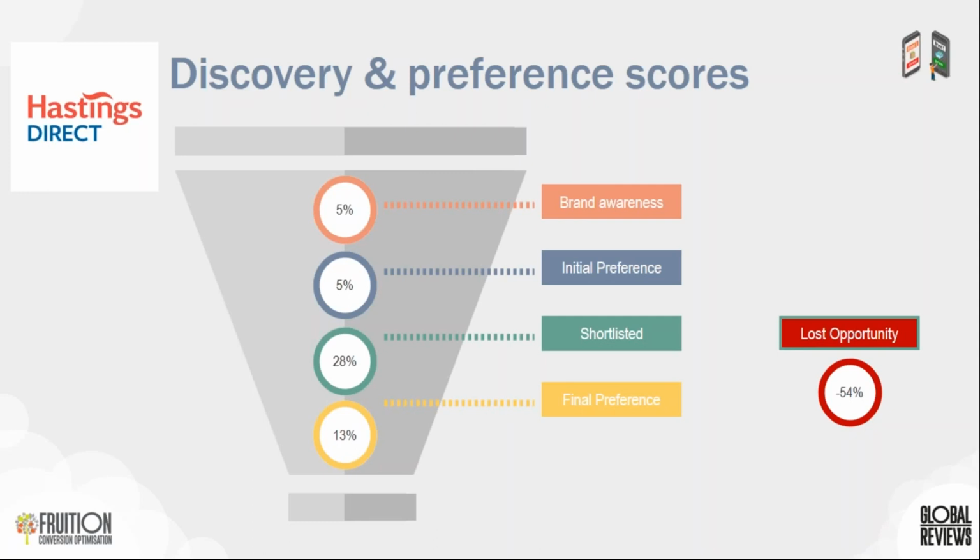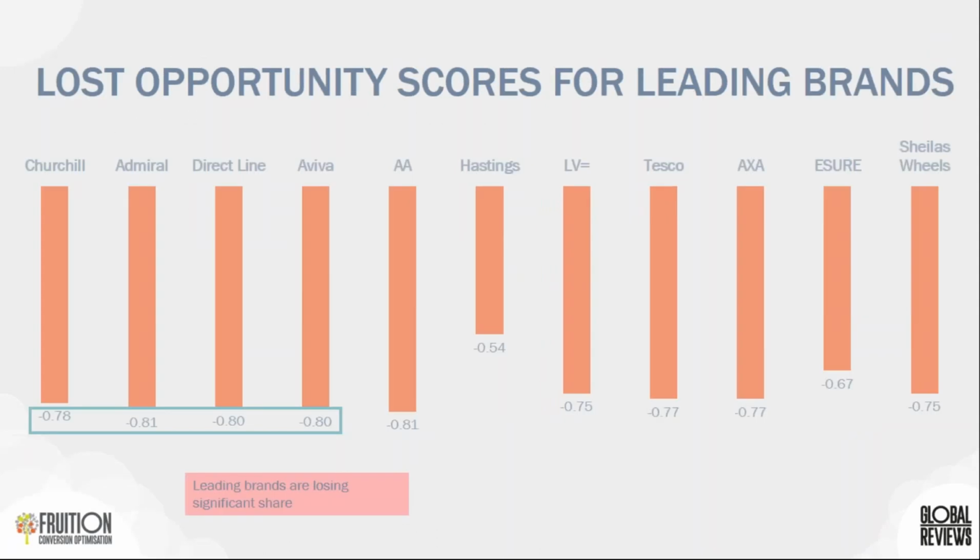The lost opportunity score of minus 54% is the proportion of people who shortlisted Hastings Direct who did not go on to choose them at final preference. Because we are moving from many options to a single option, the lost opportunity will always be negative. However, what is significant is when we compare it against other brands within the marketplace. Hastings at minus 54%, in comparison to some of the larger brands like Admiral, Direct Line, Aviva and Churchill, is a very positive performance. Of the brands on screen, they are definitely scoring the best.